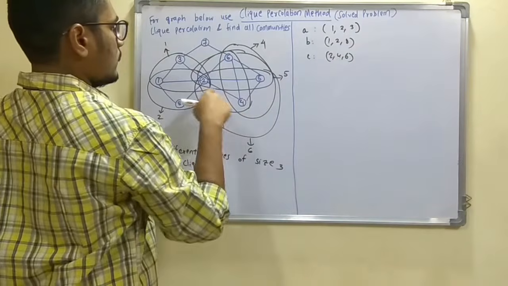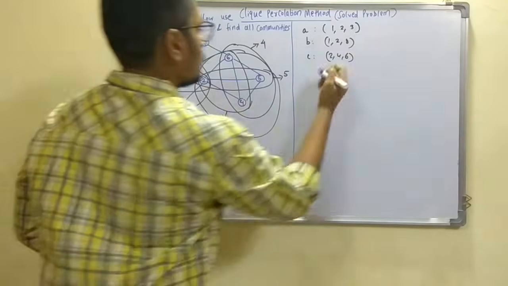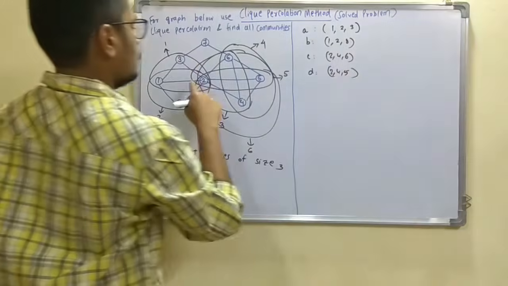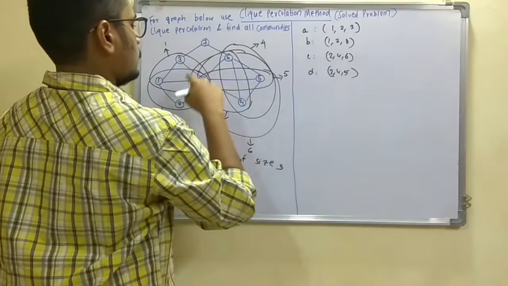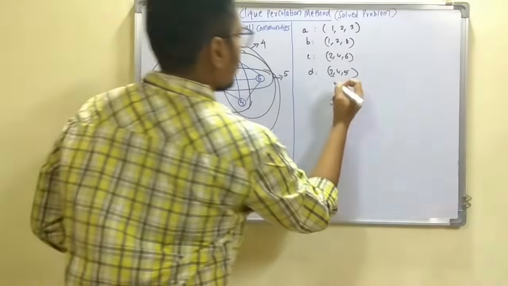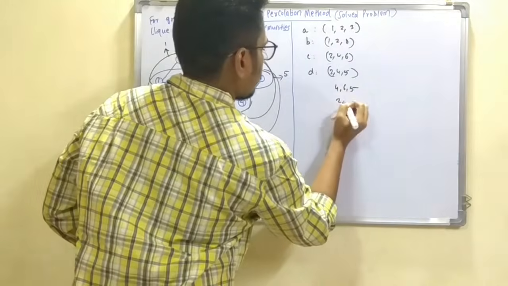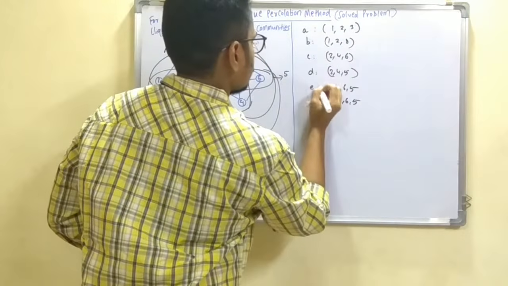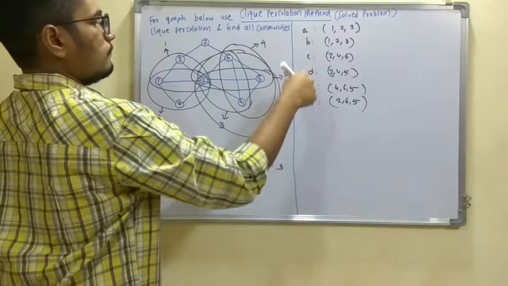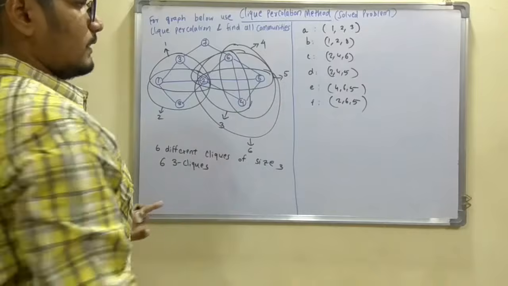Then D will be 2, 4, 5. Then 4, 6, 5, and 2, 6, 5. So 1, 2, 3, 4, 5, 6. So there are 6 cliques of size 3.